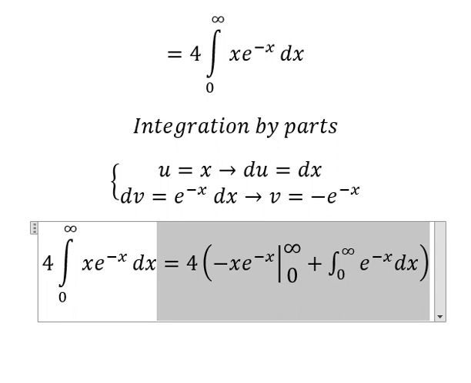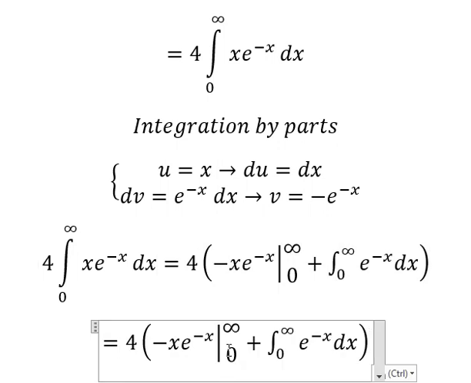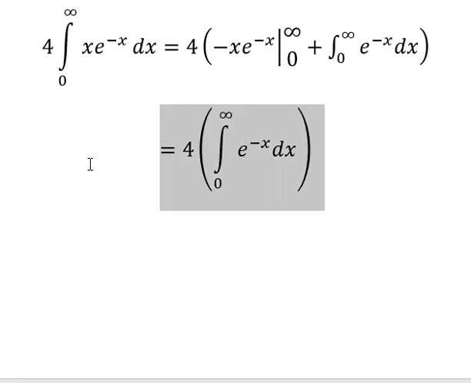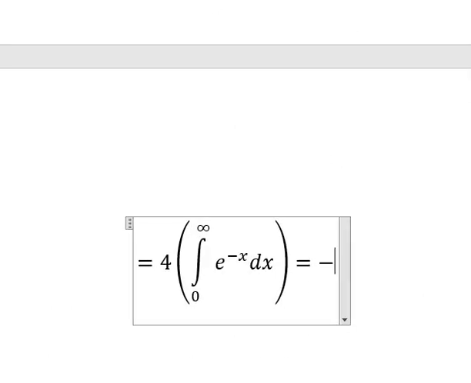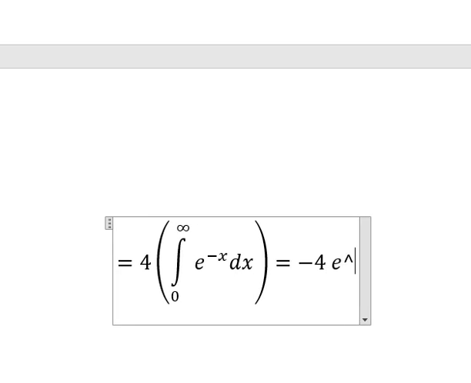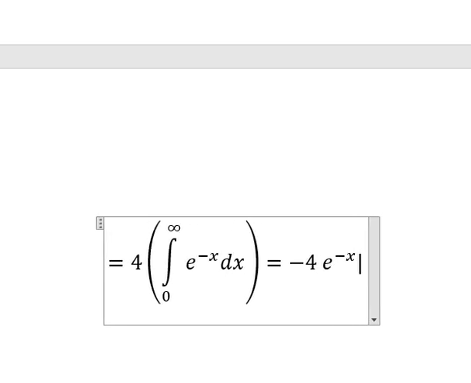In this one we do the same, and this one you get number 0 in here. So the integration of this one is negative number 4 e to the power of negative s, and we put the bounds from 0 to positive infinity.